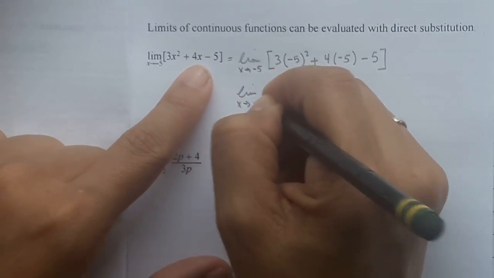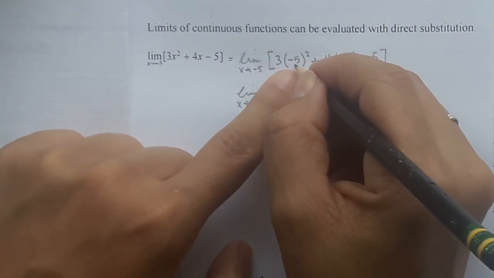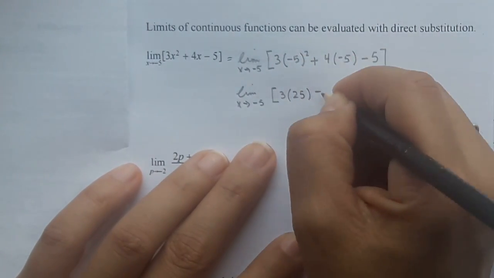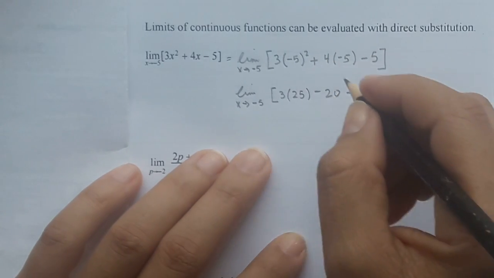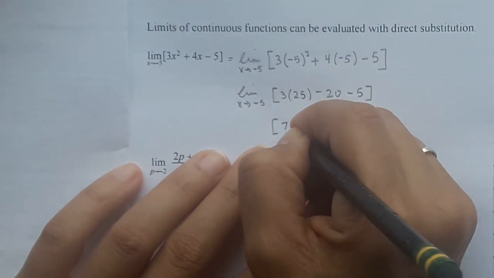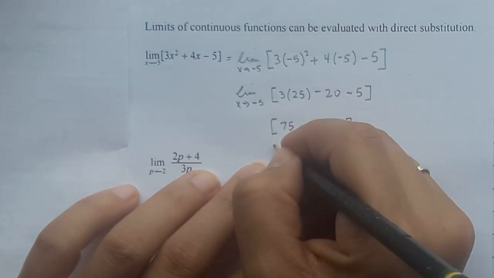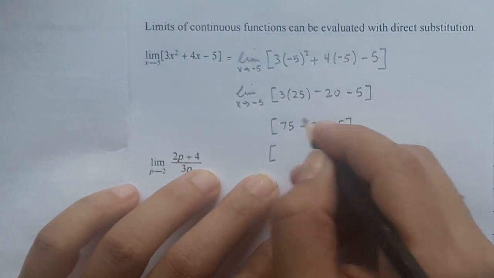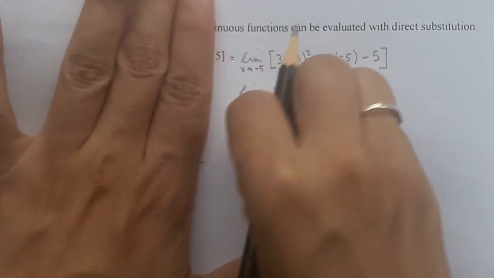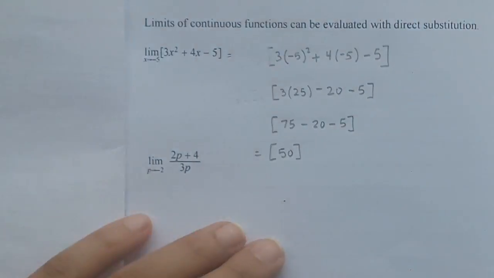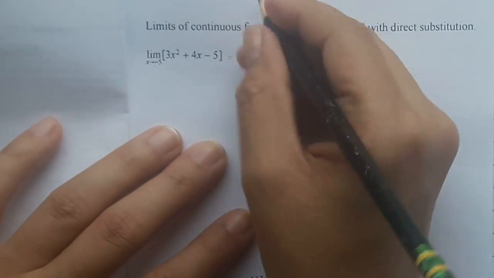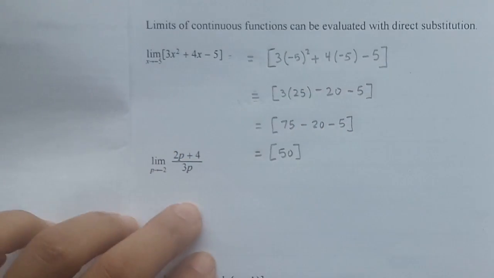When you evaluate that, you're going to get 3 times 25, because -5 squared is 25, minus 20, minus 5. We evaluate that: 3 times 25 is 75, minus 20, minus 5. Then combine all of those. 75 minus 20 is 55, minus 5 is 50. And that's it. So don't put limit, just put equals. The limit of the whole thing as it approaches -5 is 50.